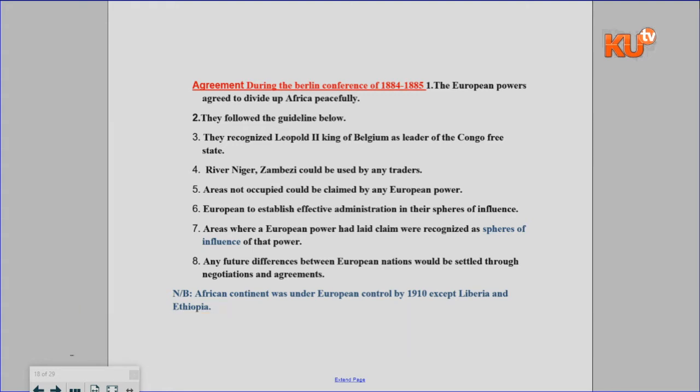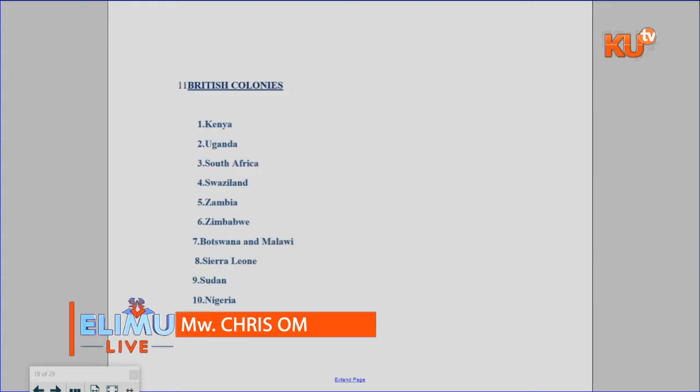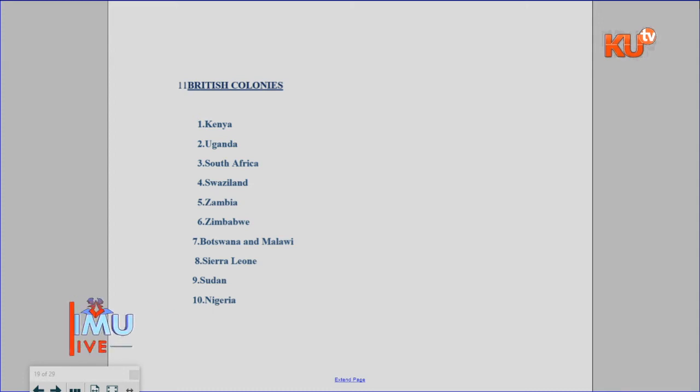Then we want to move on to the next part, starting with the British. The British had colonies, and one of them is Kenya. Why Kenya? Because it is a source of the River Nile. Uganda. Why Uganda? It is also a source of the River Nile. South Africa, and of course Britain was interested mainly because of the minerals. South Africa was also a colony.